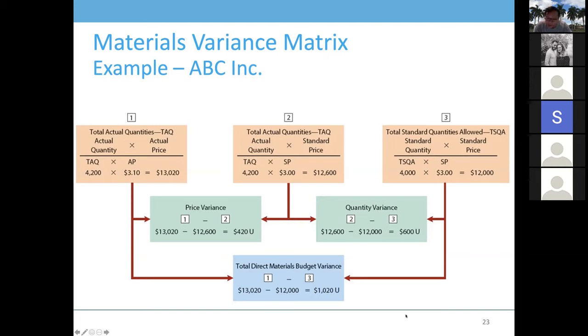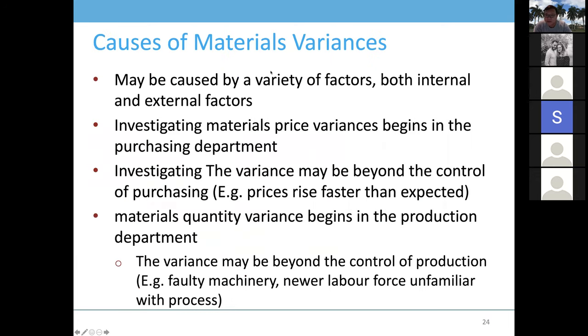So this is the materials variance. What causes this variance? For the price variance, you're going to talk about the purchasing department. How come we're paying more? What happened? The lumber price rose because of COVID, inflation. And for the material quantity variance, what happened? Maybe some machines didn't get set up right with a bunch of materials. You may have a new employee who doesn't know what he's doing and therefore made some mistakes and wasted lots of materials. So those would be the causes.